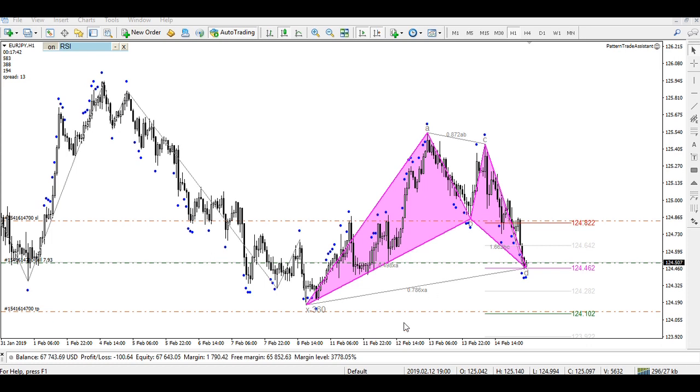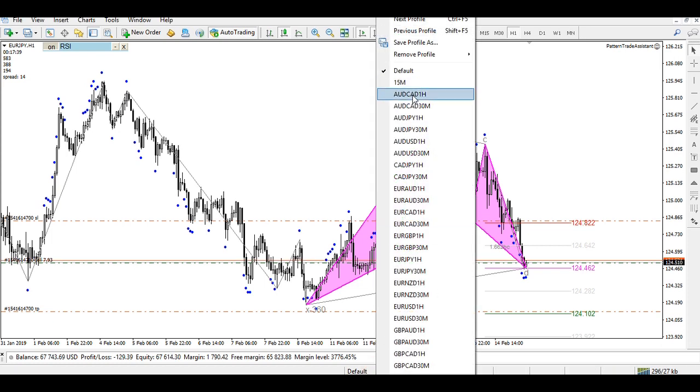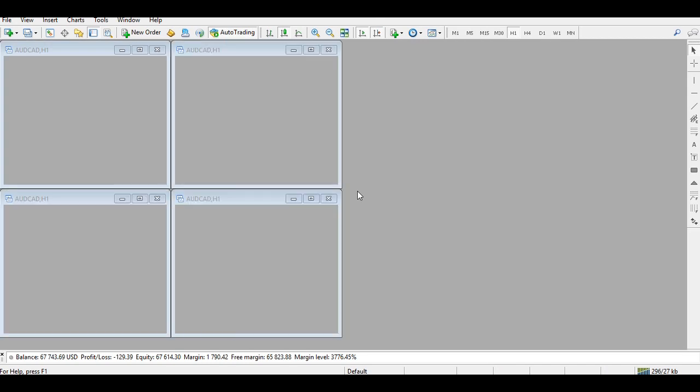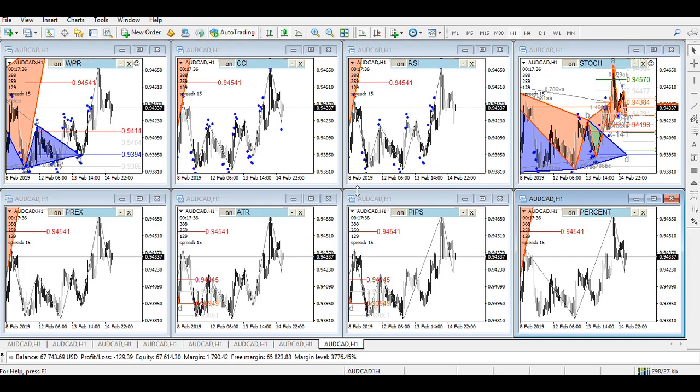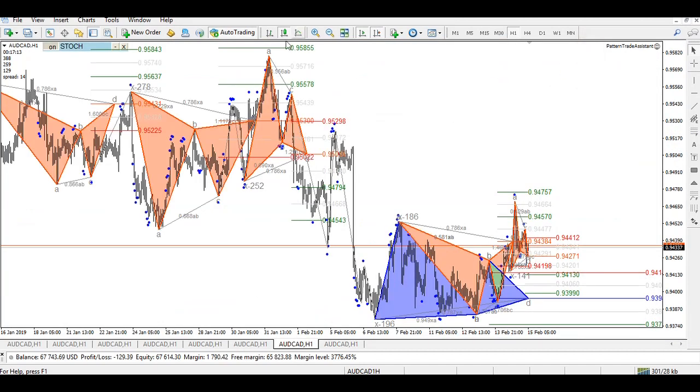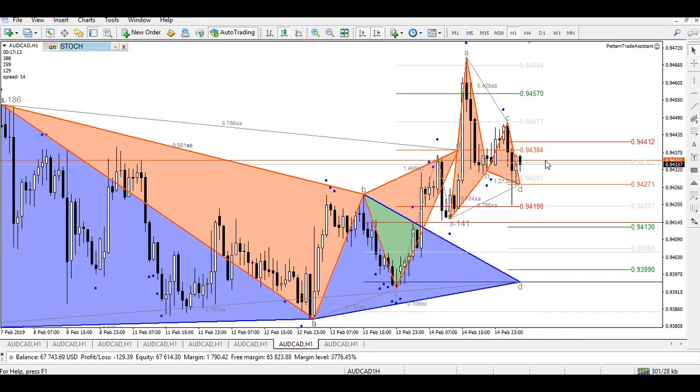Let us start. The first pair for the day is Aussie Canadian 1 hour. You see I have 8 charts. They are showing the same chart, same time frame, but it has 8 versions of MPS, and the MPS is running different swing identification algorithms. That's why we have different patterns listed. Right now we have something here, so let me zoom it in to see if we have a pattern.